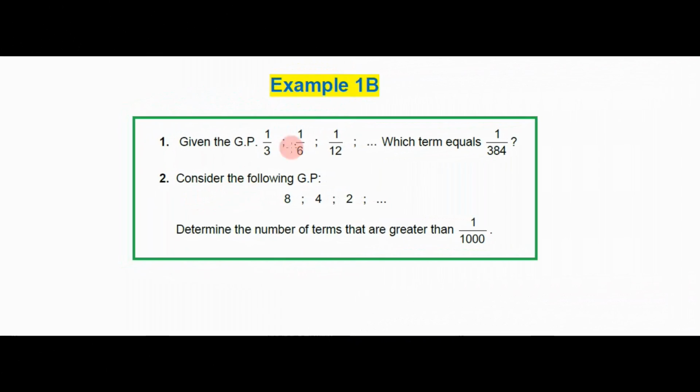So coming to the second part of this example then, we have this GP, the terms 8, 4, 2, etc. And we must find the number of terms that are greater than 1 over 1,000. Now, you should note that the terms are getting smaller and smaller, going from 8 to 4 to 2, etc. So at some point, we're going to get to a term in the sequence that will actually be less than 1 over 1,000. We must find out how many terms are more than 1 over 1,000. So let's have a look at it.